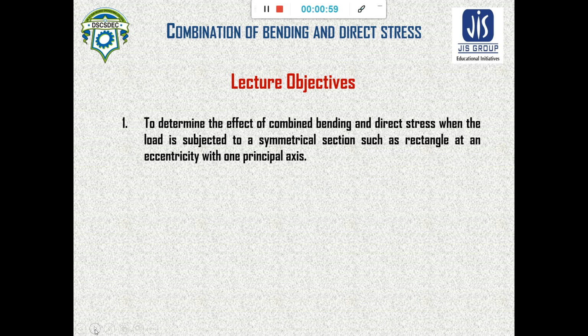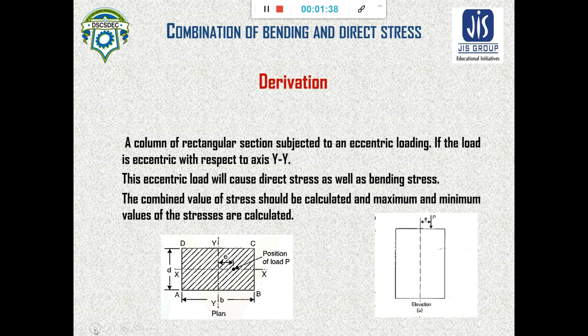This derivation will be in your syllabus, and we will see this one case. In the last lecture I described four cases where both direct and bending stresses are acting. Now we will see the combination of bending and direct stress for the case of a symmetrical section, when the eccentricity is with only one principal axis. So we will see the derivation for that.